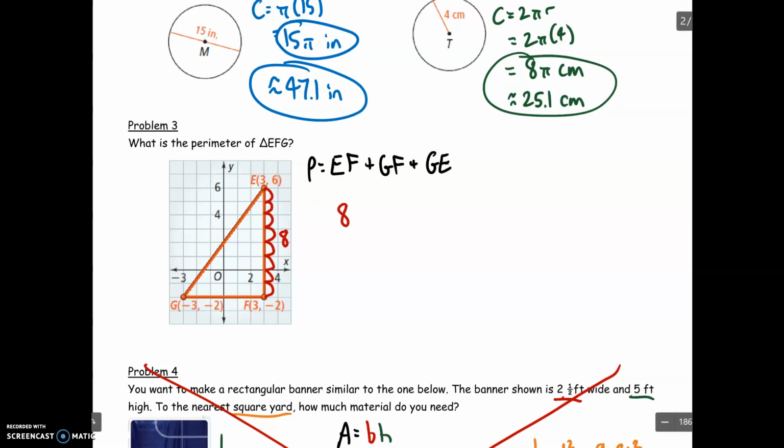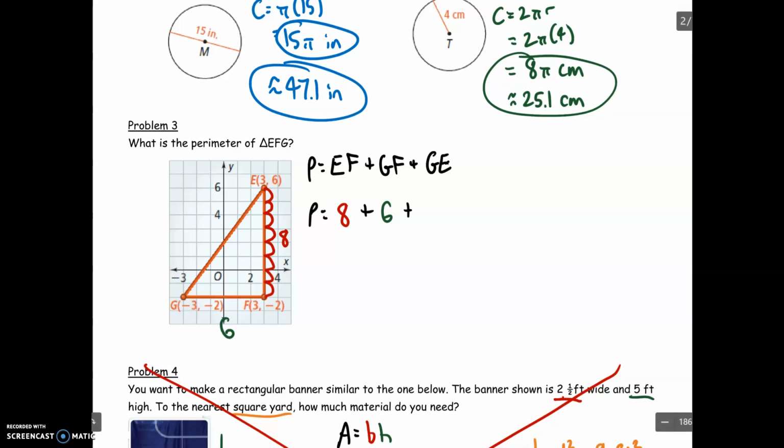So we're just going to keep track of that 8 for now. GF is also horizontal, so that's easy to count. 1, 2, 3, 4, 5, 6. You could also use the distance formula with those points and it would tell you the same answer. But I might as well use a shortcut if we can and just count either directly up or directly across. For GE though, we can't get away with that same kind of shortcut.